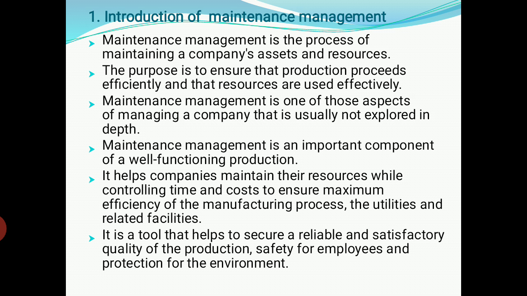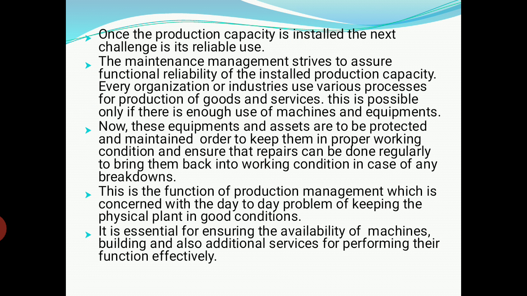And safety of the employee is there. There is protection of the environment, and likewise whatever the requirements are, we can manage it, we can handle it, and that is the purpose of maintenance management. So once the production capacity is installed, the next immediate challenge would be to have the reliable use of it. Whatever we have installed, only installation is not going to solve the problem, it will not make us feel free. It is proper maintenance that will help them to work properly, and that is why maintenance management strives to assure the functional reliability of the installed production capacity.